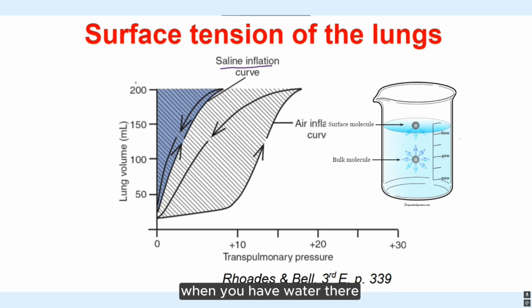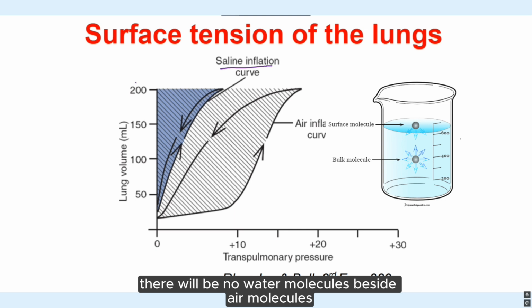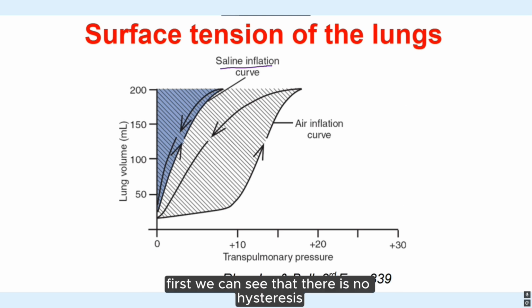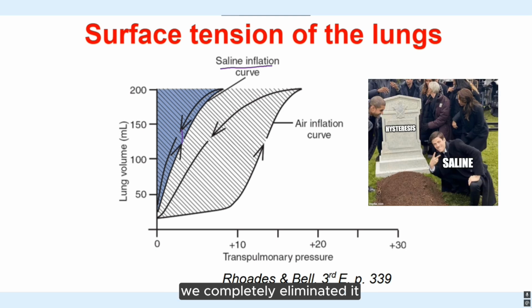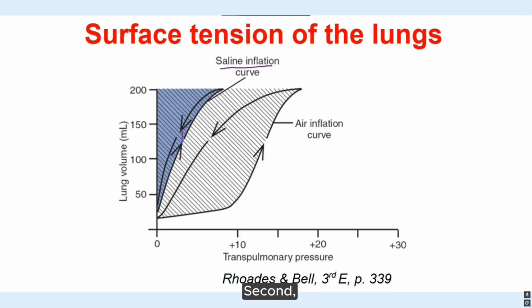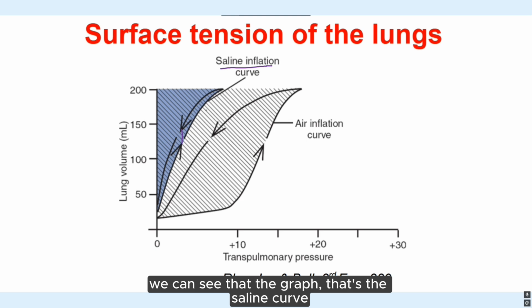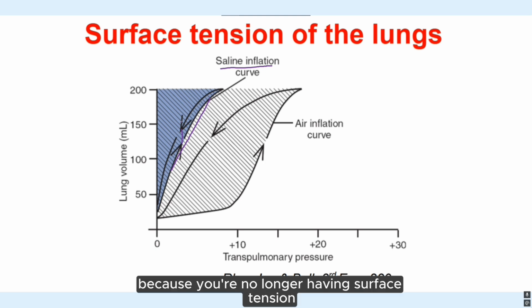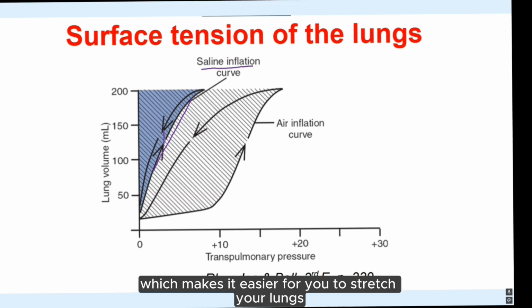When you have water, there will be no water molecules beside air molecules. There will be no surface, so there is no surface tension. And what's the result? First, we can see that there is no hysteresis. We completely eliminated it. The inspiration line and the expiration line are both the same. Second, we can see that the saline curve has a higher slope than this line, which makes sense, since you're no longer having surface tension, you're not fighting against it, which makes it easier for you to stretch the lungs.